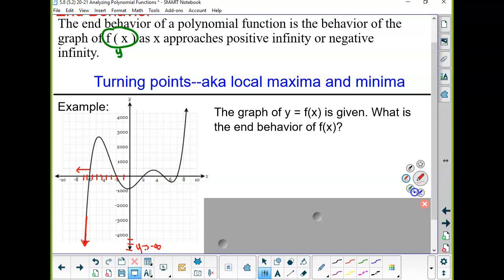Okay? Don't worry about that. That's just supposed to be an arrow. It makes it worse in here. But that's part of the smart board.